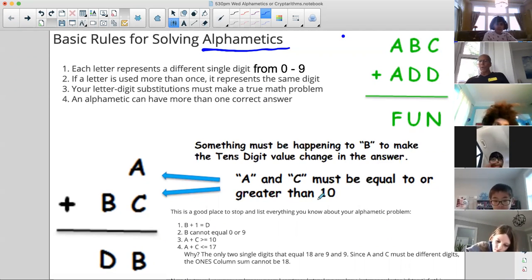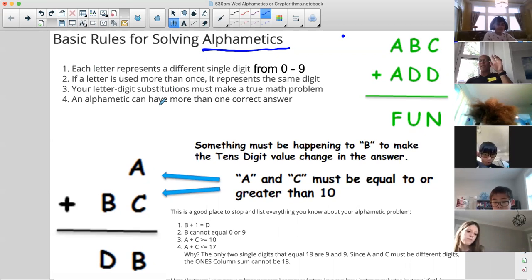And the basic rules for alphametics are that each letter represents a number. Oh, wait, I'm going to mute. Somebody's talking in the background. Each letter represents a different single digit from 0 to 9. So they can't be double digits. Each letter represents a single digit.